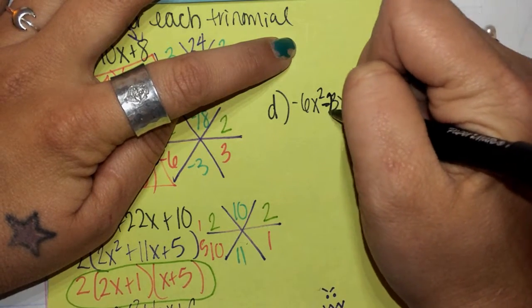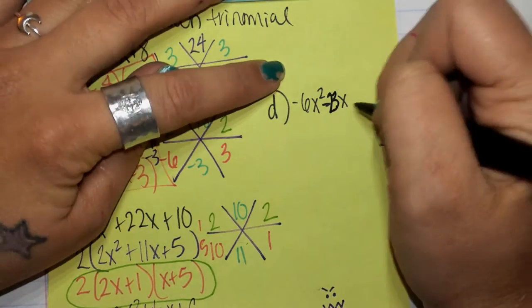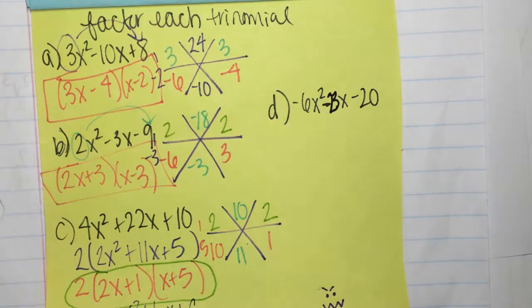Negative 23x. Forgive Asbury for not being able to write. Minus 20. So negative 6x squared minus 23x minus 20. Why do you think I love it? It's all negative. Because what is the GCF?